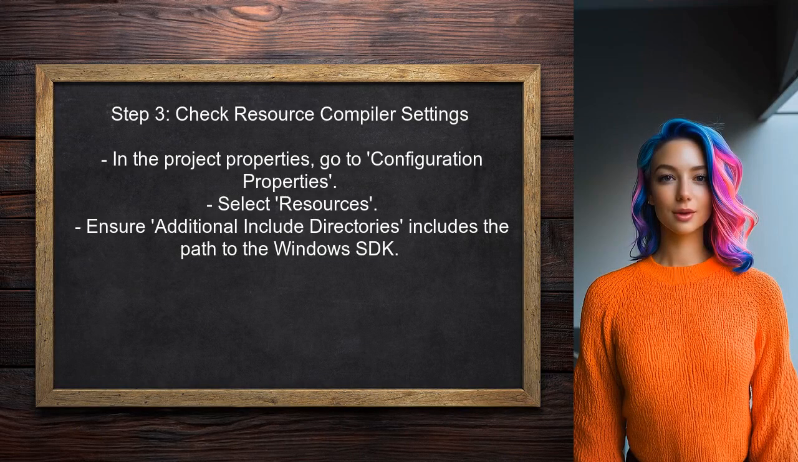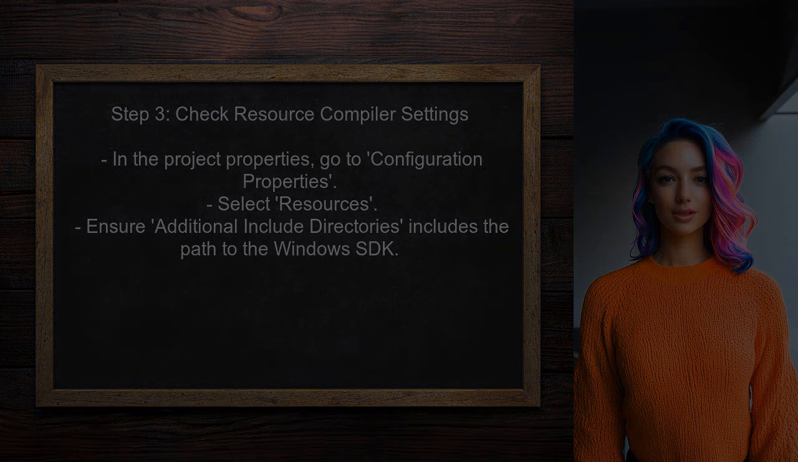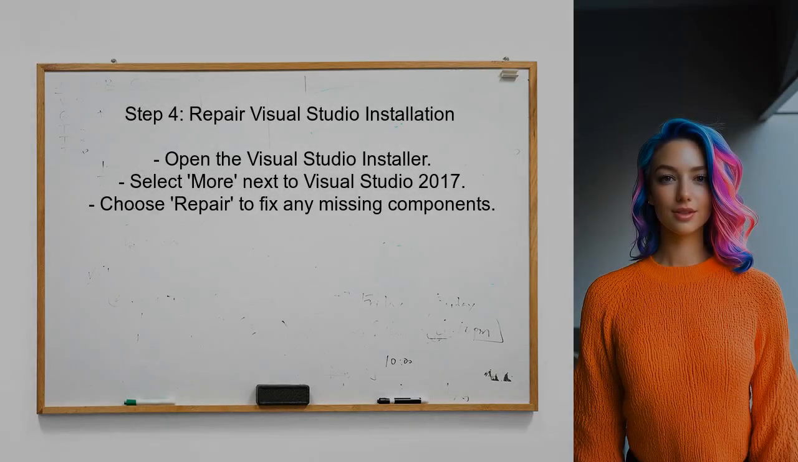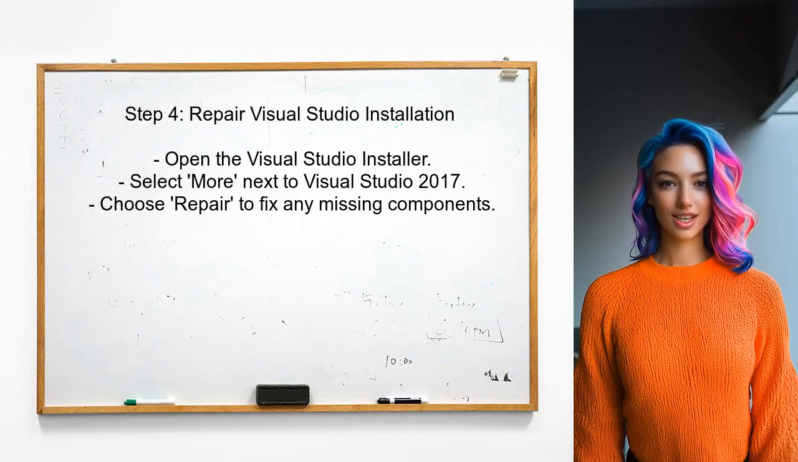After confirming the SDK installation and project settings, the user should check the include paths in the resource compiler settings. This ensures that the compiler can locate winres.h. Finally, if the user still encounters issues, they may need to repair the Visual Studio installation. This can resolve any missing components that might be causing the error.